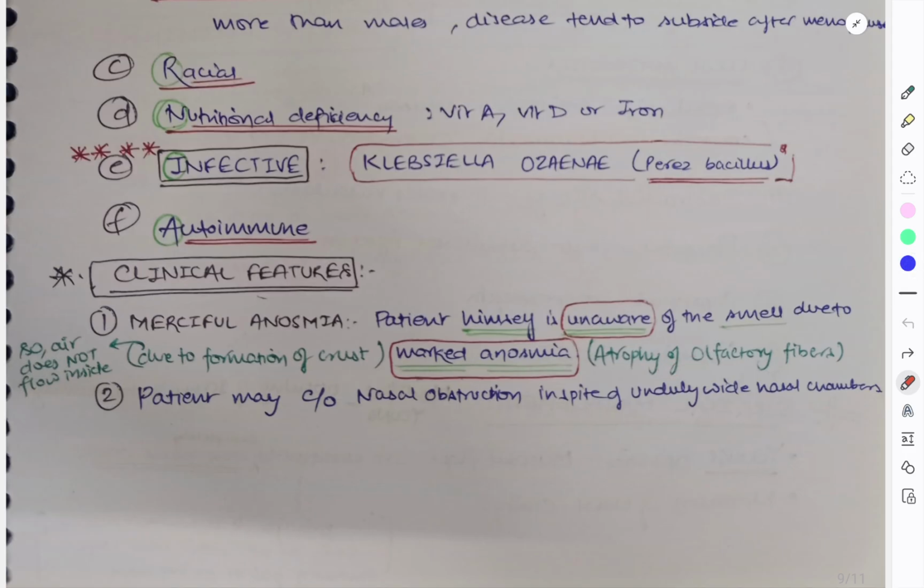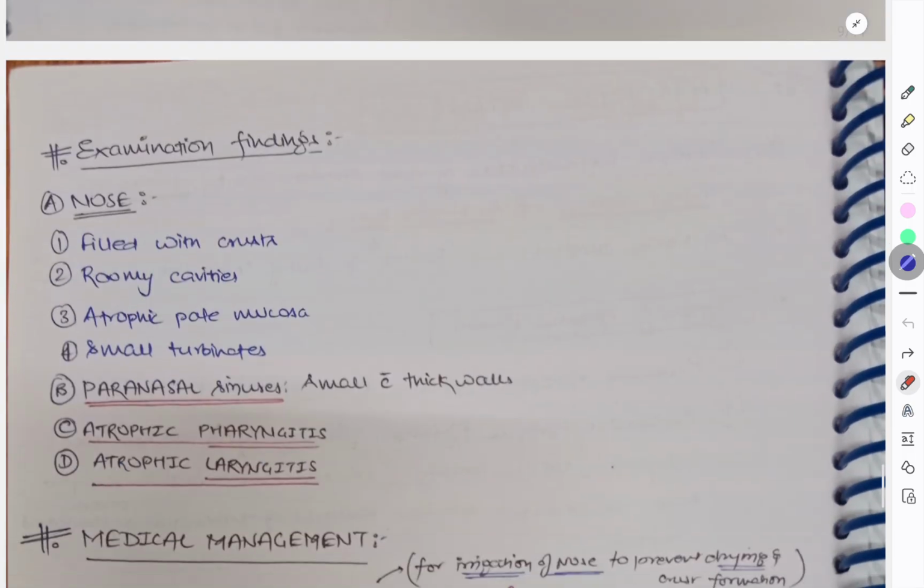The patient does not know, but other people, like the person in front of him, will know the smell. The patient may complain of nasal obstruction in spite of unduly wide nasal chambers. So the chambers are wide, but still he may complain of nasal obstruction due to the crust formation.